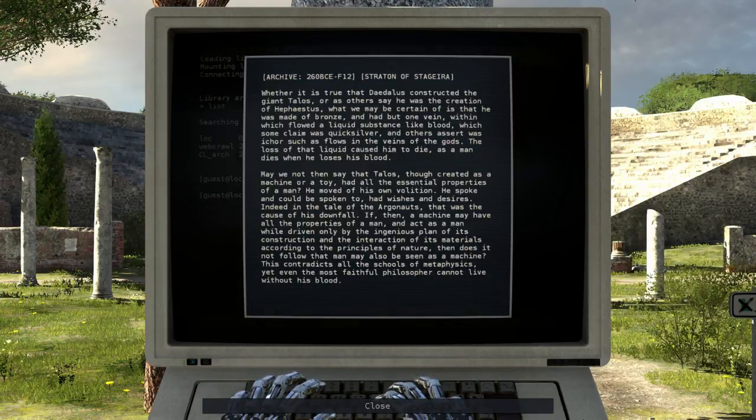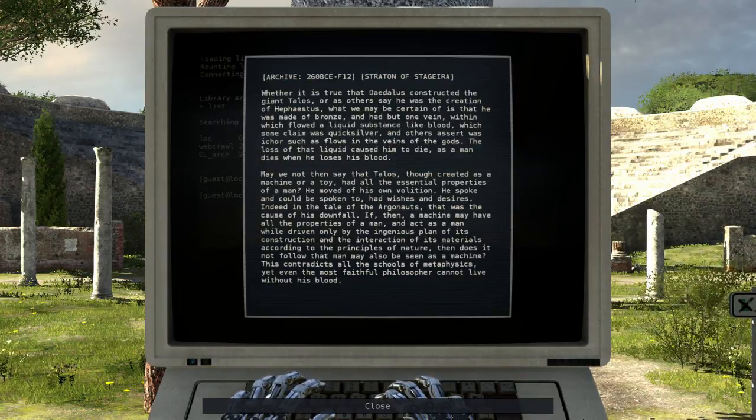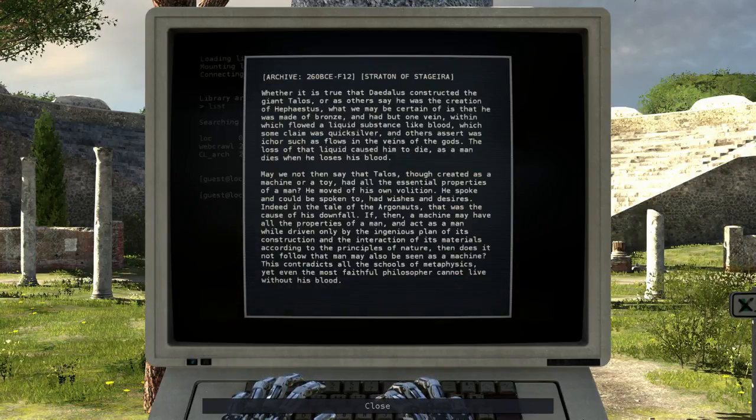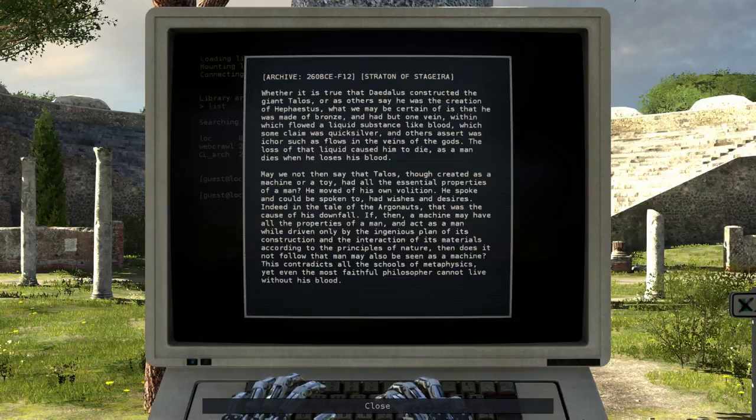Whether it's true that Daedalus constructed the giant Talos, or as others say, he was the creation of Hephaestus, what we may be certain of is that he was made of bronze, and had but one vein, within which flowed a liquid substance like blood, which some claim was quicksilver, and others assert it was ichor such as flows in the veins of the gods. The loss of that liquid caused him to die, as man dies when he loses his blood.